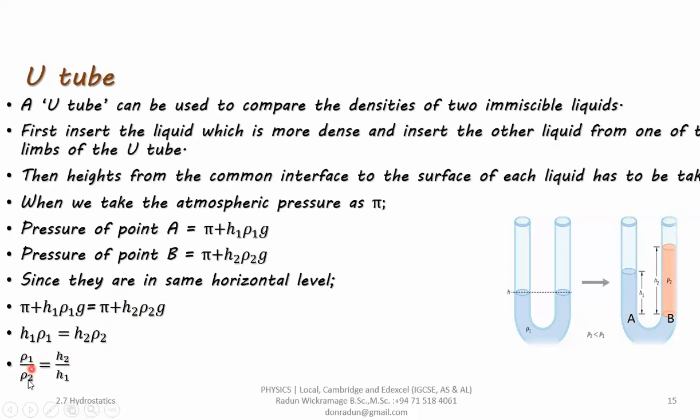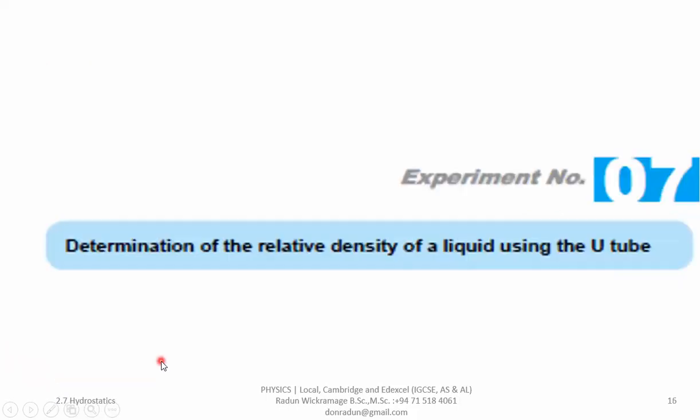So you can see that the density ratio is the reciprocal of the height ratio. If the density is high, you get a small height for equilibrium. If you get a bigger height, the density should be lesser. So you can see this relationship is valid here.